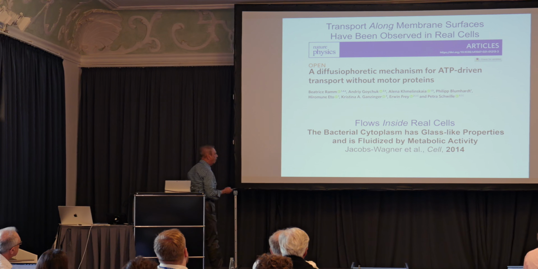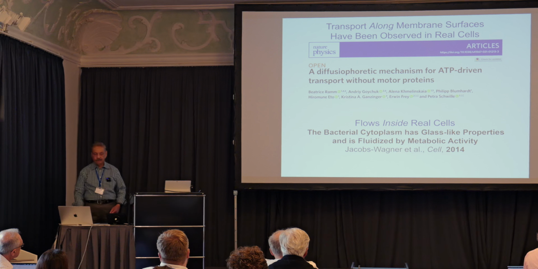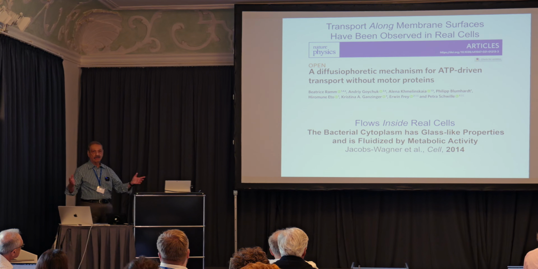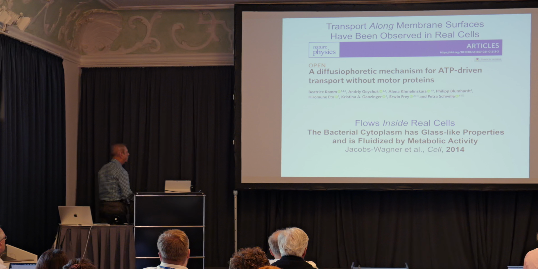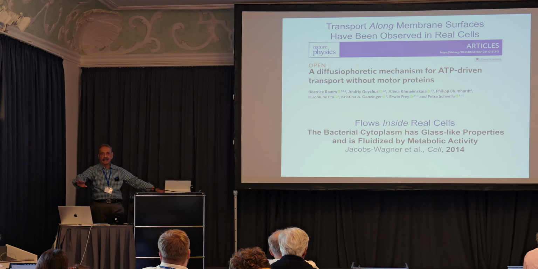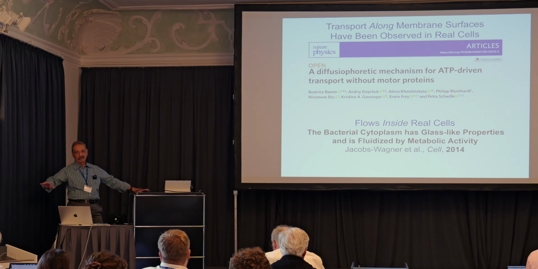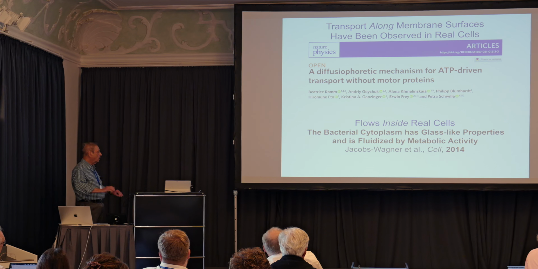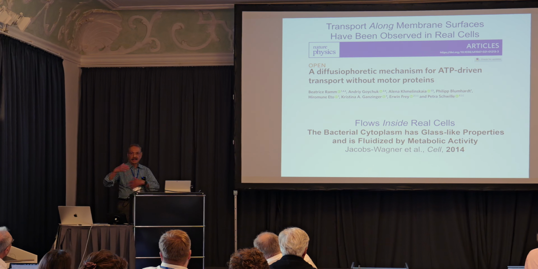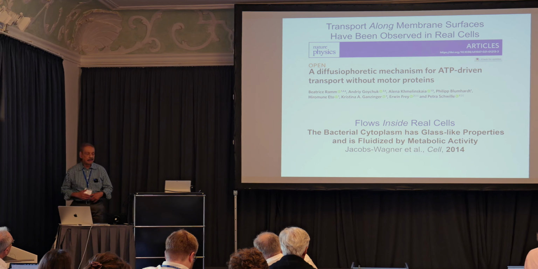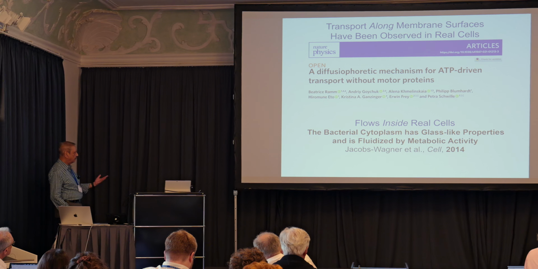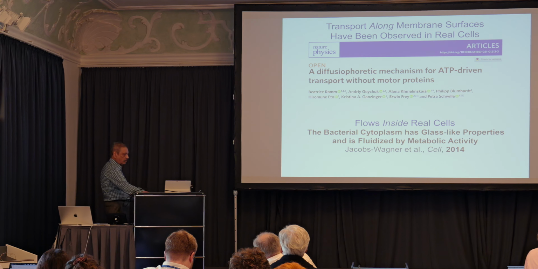This is an interesting one. Christine Jacobs-Wagner showed that if you take a cell, and in her case it was an E. coli cell, and you stop all the enzymes in the cell, it becomes glass-like. And it is only when you turn on the enzymes that all this churning and motion causes the cell to fluidize. And so it seems like this is all quite relevant.